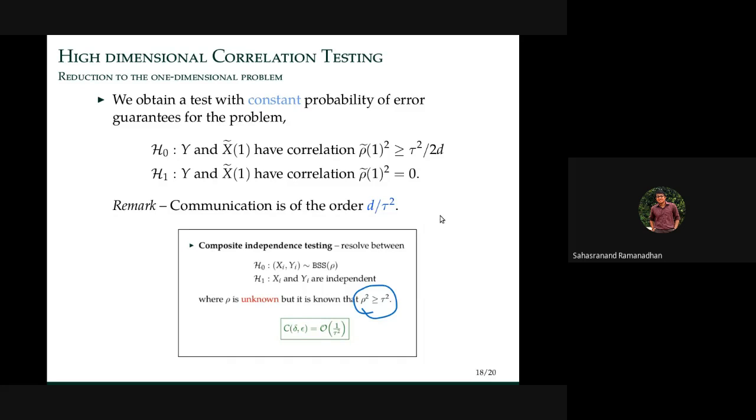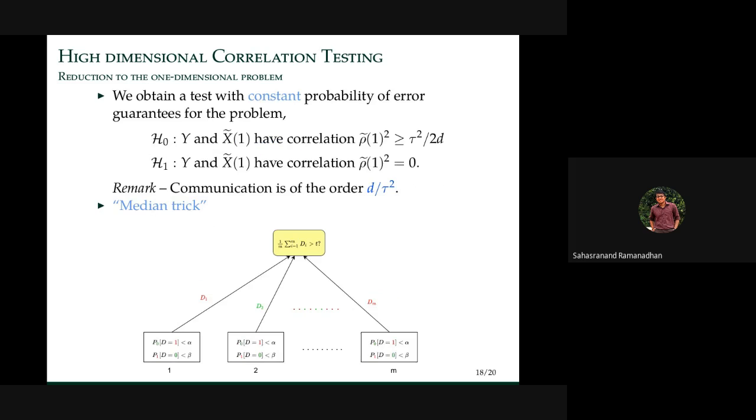Reciprocal of that. The communication here is d by tau square, but the guarantees are still not in terms of delta and epsilon like we had in the one dimensional case. Here we are saying if the rotation works, everything works, and the rotation we said works with some probability like 1 by 28 or something, some constant number, not like delta and epsilon. So how do we convert this constant probability of error guarantee to a general probability of error guarantee?